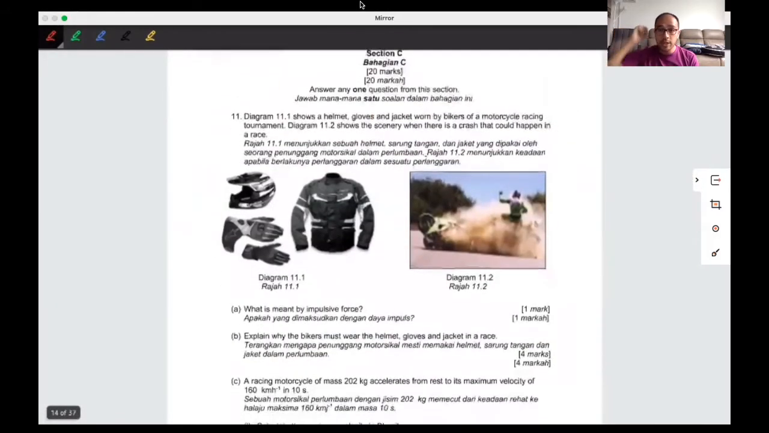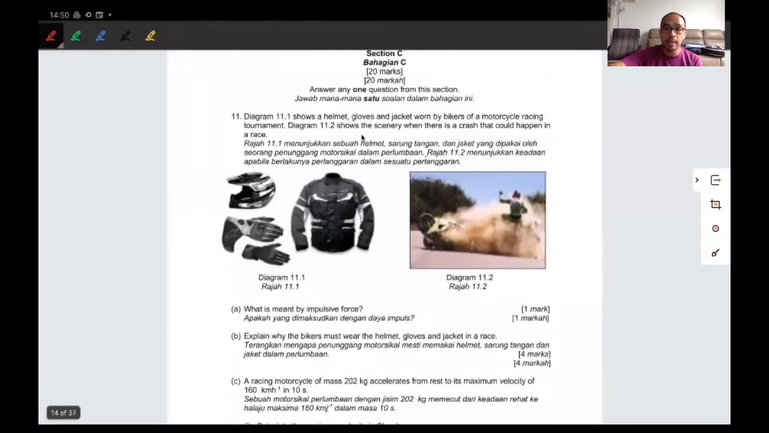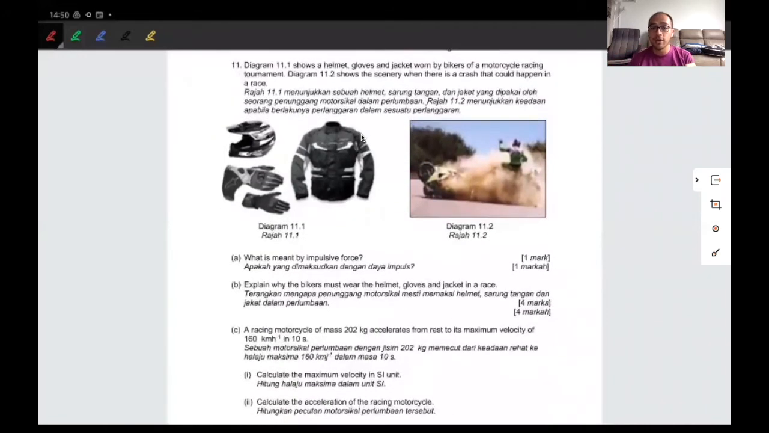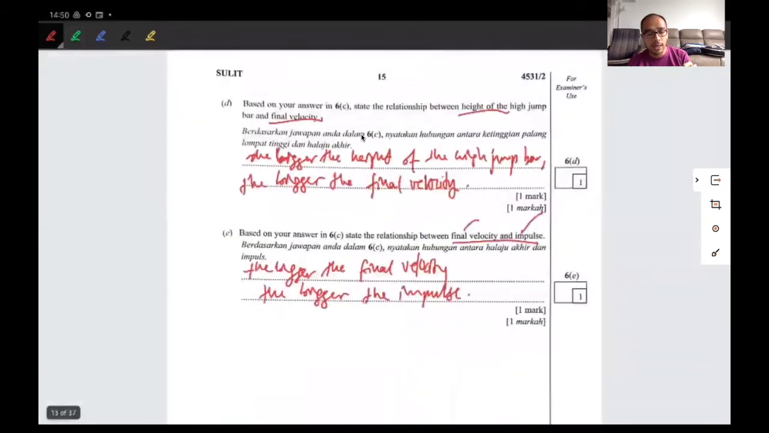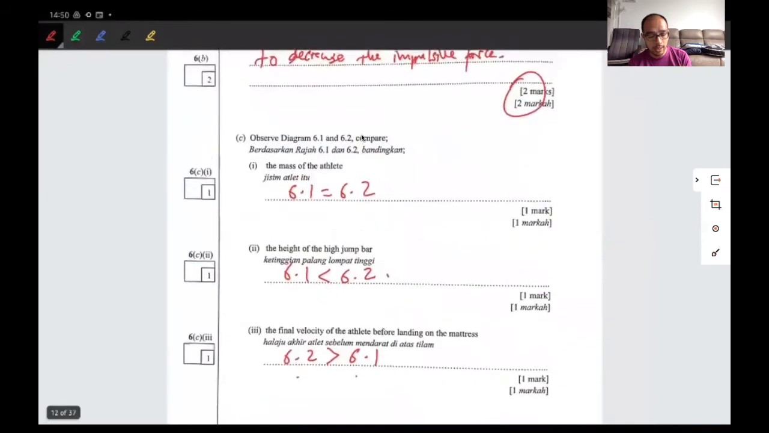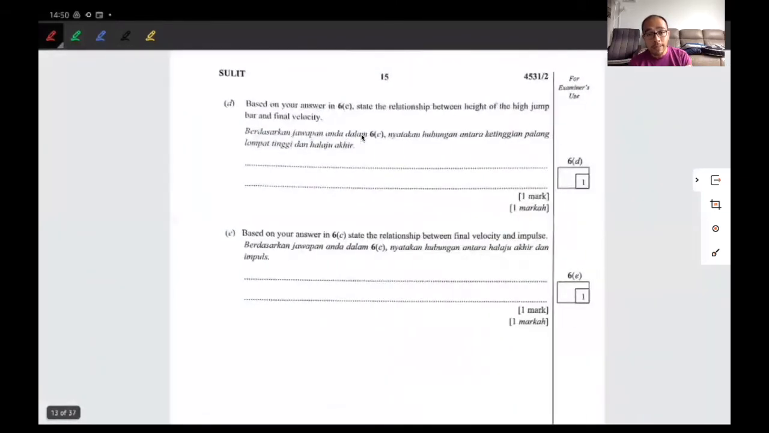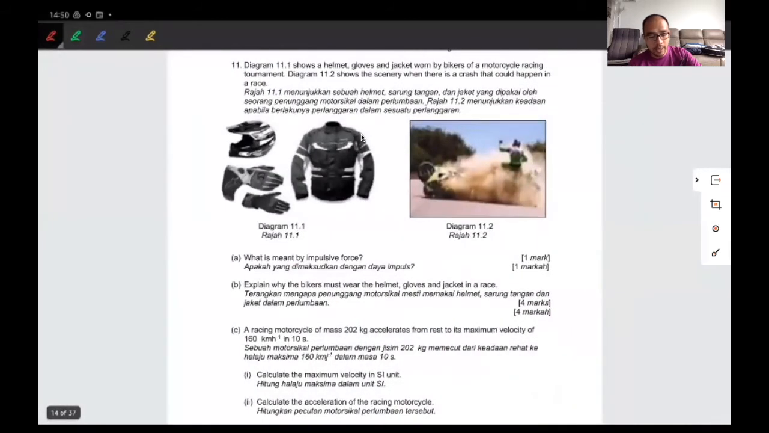Also, a similar question, impulsive force, asked in question 11 of Malacca. So this is Malacca 2020, question number 11. It is still asking the same words, impulsive force. So just now we said impulse is change of momentum. So the impulsive force is the rate of change of momentum.